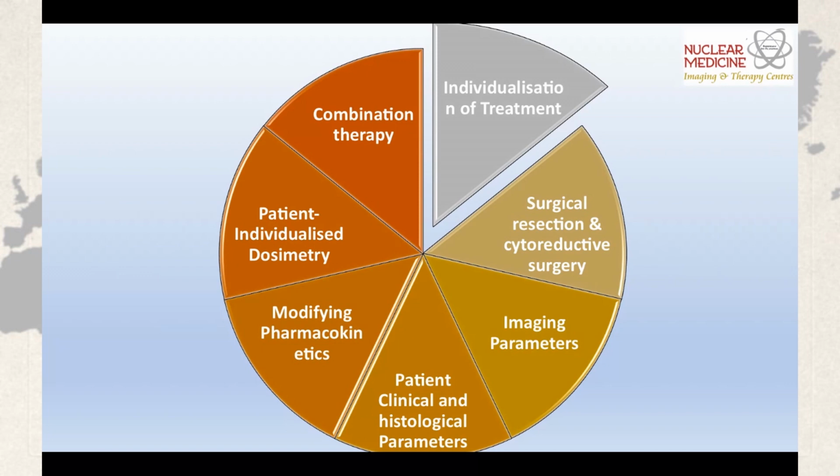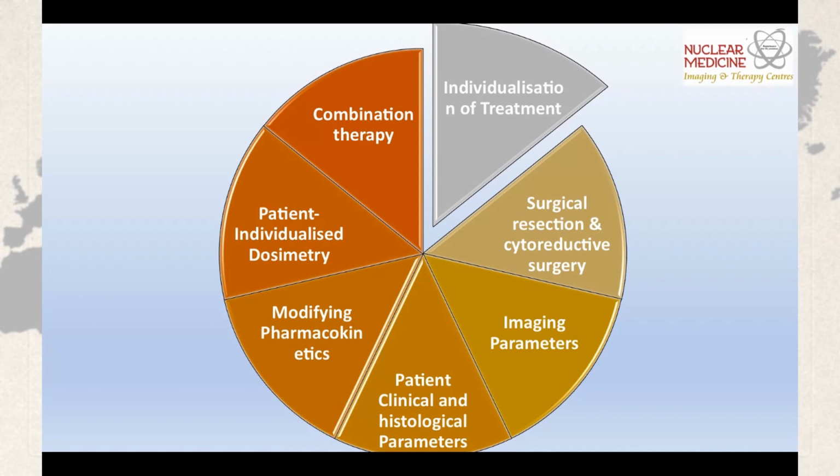Also, your patient clinical and histological parameters. So in the clinical profile, your patient may be not a candidate for chemotherapy or surgery, and then this patient will definitely be managed differently as compared to others. Modifying pharmacokinetics would include your amino acids that you would give to the patient to promote and enhance the renal output during treatment. Patient individualized dosimetry also has to be considered, and combination of treatments as adjuvant must also be considered with patients.